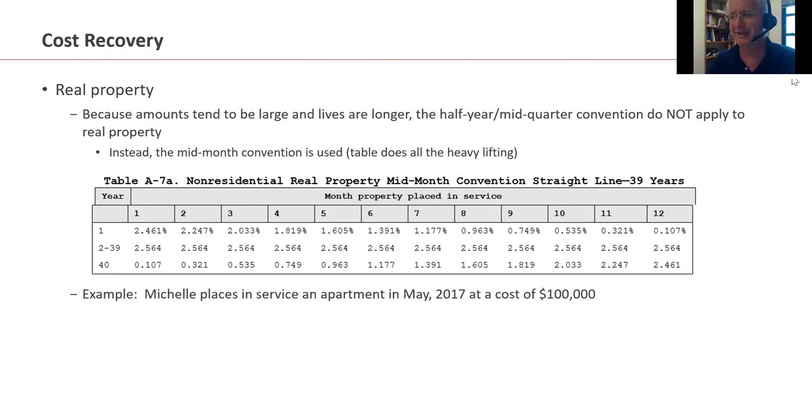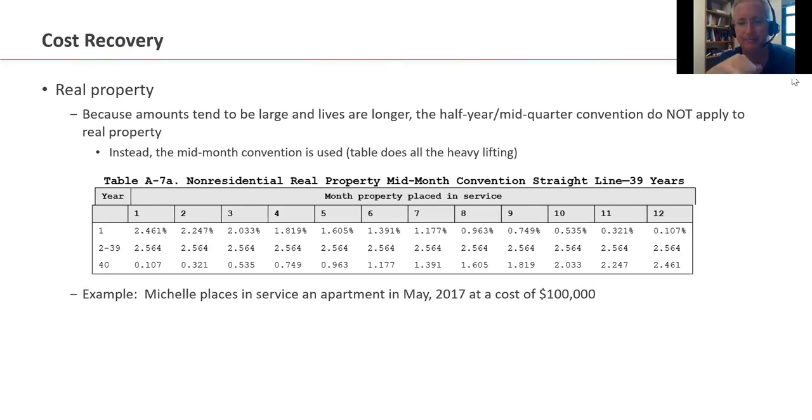A building can last 40 years. It can last 50 years. The Empire State Building is 100 years old, right? So these buildings, it's not really, but they can last a long time. So the idea is because they last a long time, we're not going to allow this half-year or mid-quarter convention to apply. Instead, you have to use a mid-month convention. The mid-month convention says you're going to treat it as if you placed it in service halfway through the month in which you placed it in service.